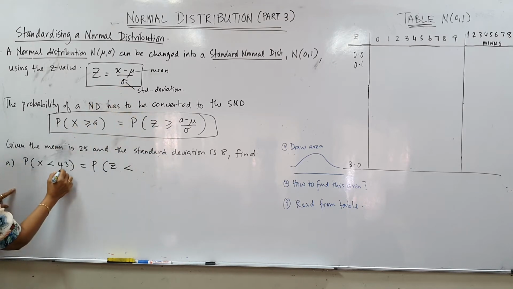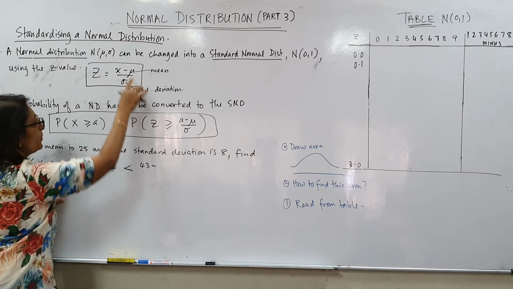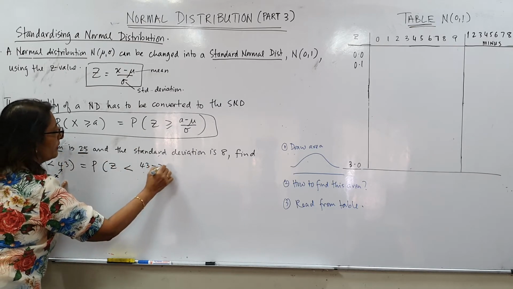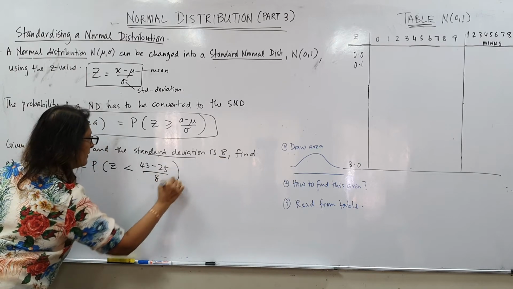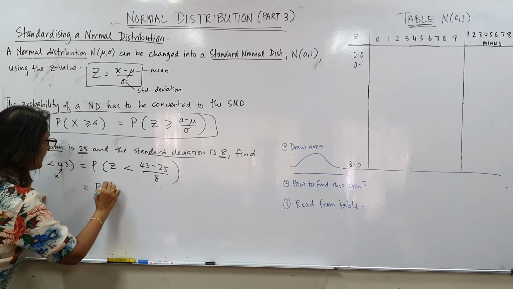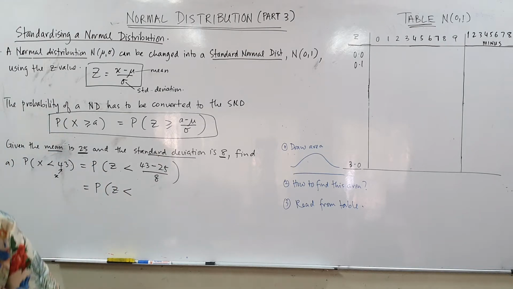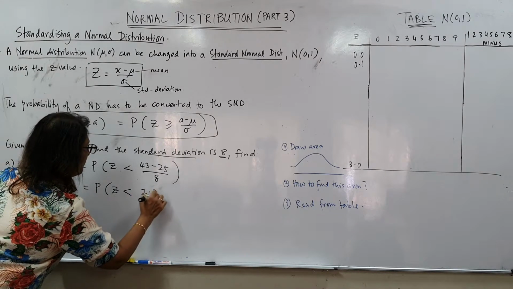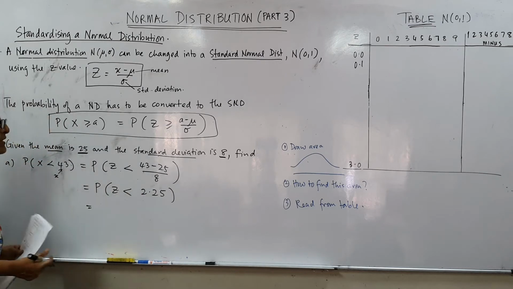This is your small x, so it will be 43 minus mu. We are given here the mean is 25 and the standard deviation is 8, over 8. You calculate this and you will get z less than, we have done that for you already, 2.25. Now you need to find this value in the table.